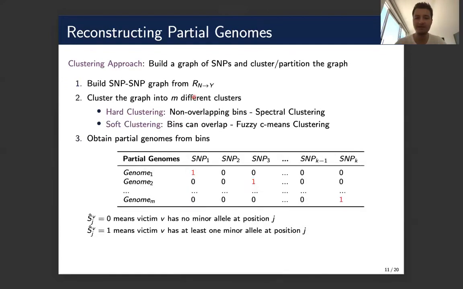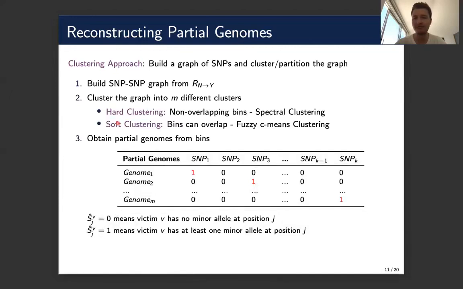And we cluster this graph with two different techniques. The first one is hard clustering, where the clusters do not overlap. For hard clustering, our choice is spectral clustering. The other technique is soft clustering, where the clusters can overlap. For that, our choice is fuzzy C-means clustering.